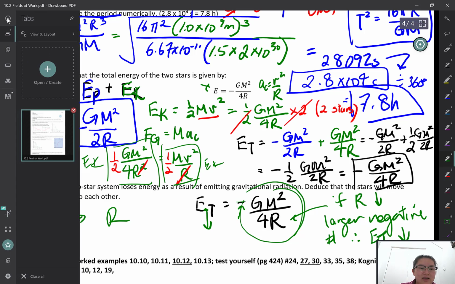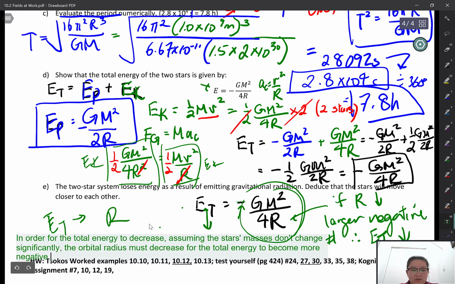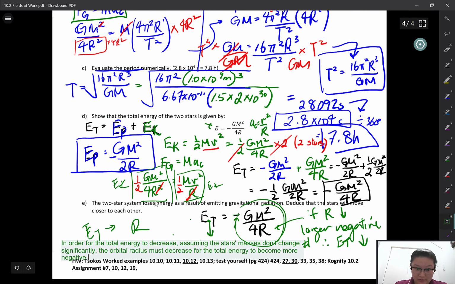So, an example, I took it out. An example of that would be something along the lines of this: in order for the total energy to decrease, assuming the stars' masses don't change significantly, the orbital radius must decrease for the total energy to become more negative. Okay, so that's kind of how I would do it. I typed it, since it's hard to write that in a small amount of space. So there you go. This is the whole question.